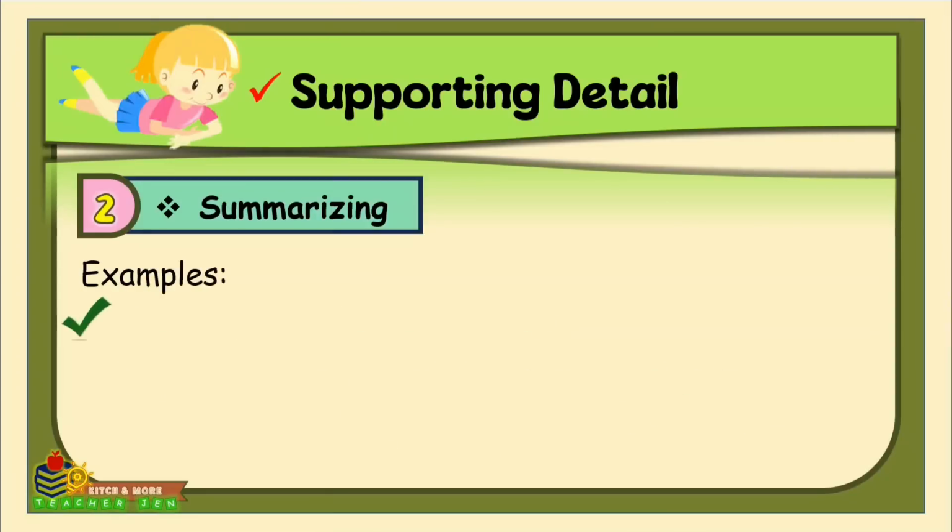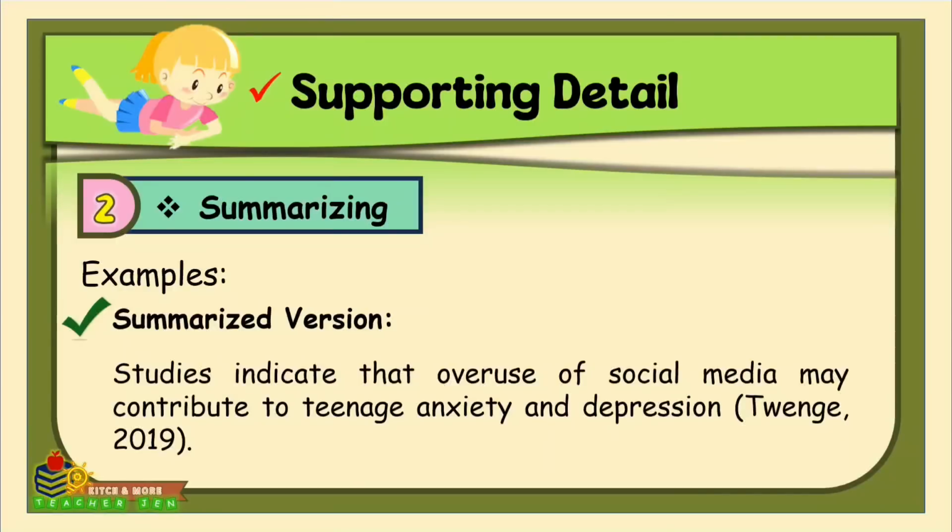So here, in this example, what changed? Studies indicate that overuse of social media may contribute to teenage anxiety and depression. What changed? The statement is much shorter. The expert's name was removed since summarizing focuses on the main idea rather than specific sources. So, generalized wording also was used. Excessive social media use is changed to overuse of social media. Then, anxiety and depression among teens is changed to teenage anxiety and depression.